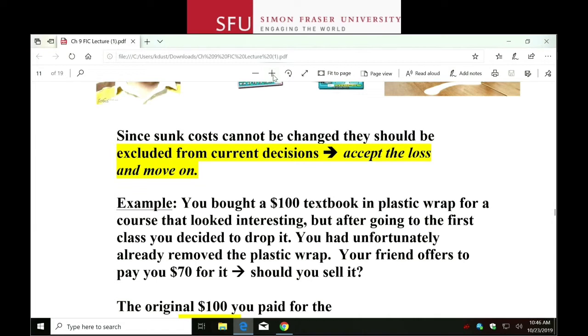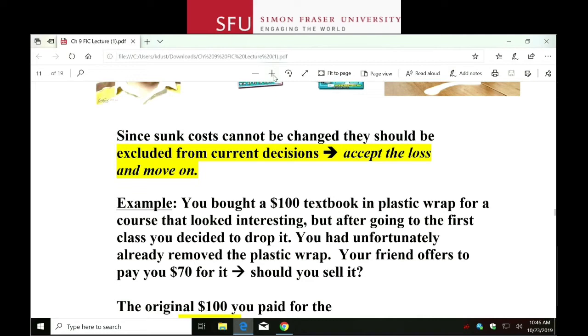Okay, example. You bought a $100 textbook in plastic wrap. You know when you go to the bookstore and you get a brand new book in plastic wrap, as long as you keep the plastic wrap on, it's possible to return it, right? But as soon as you take the plastic wrap off, then you can't return it.